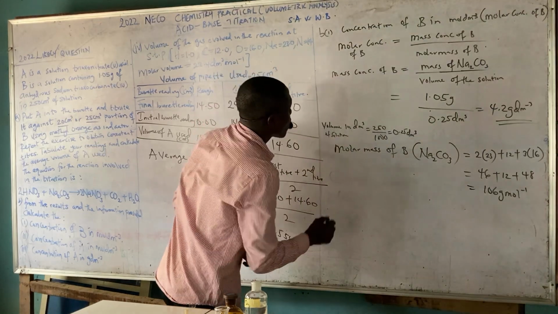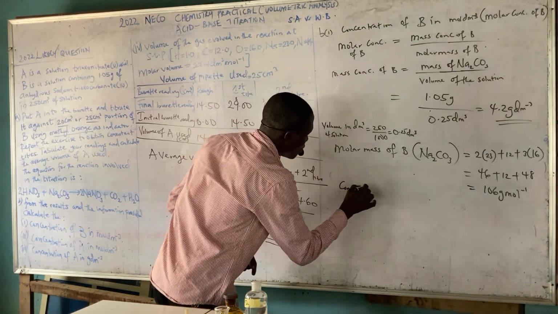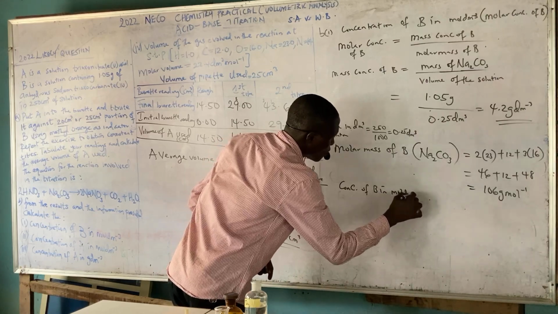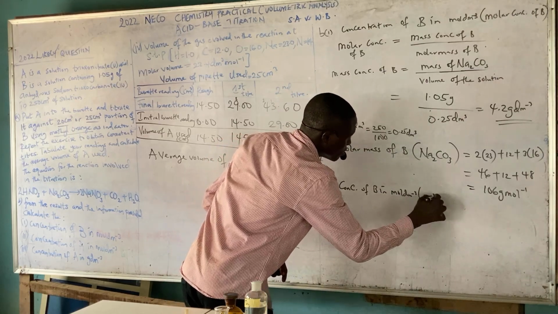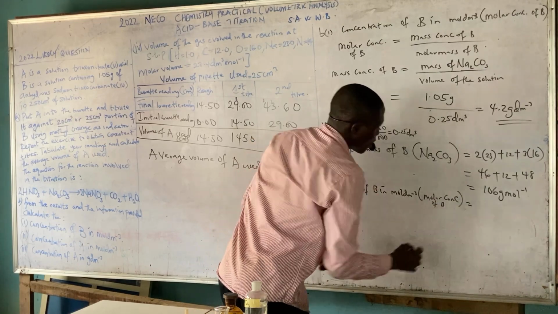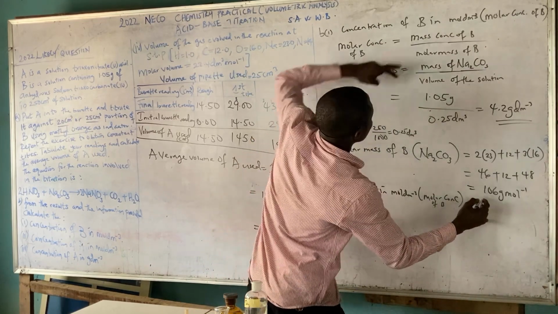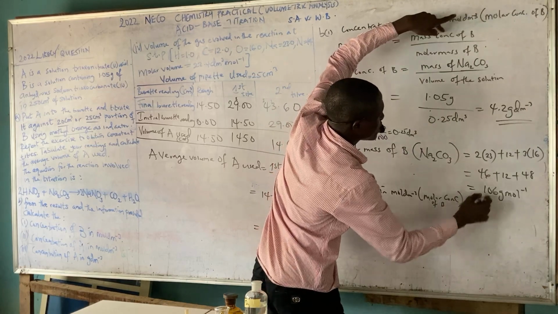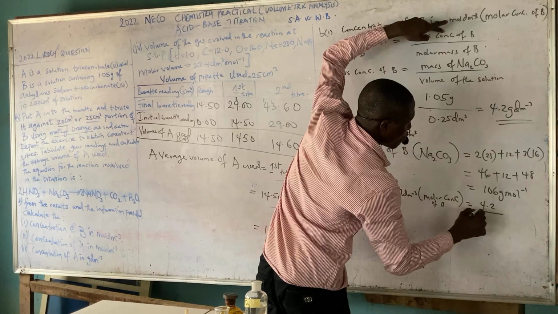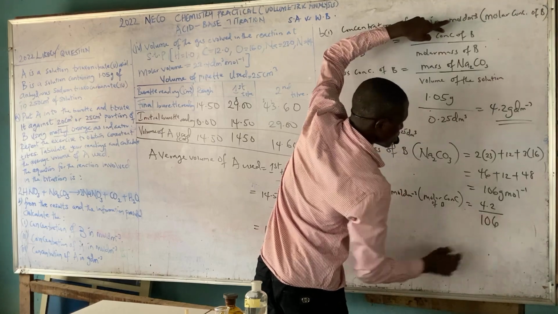which is the same thing as the molar concentration. So the concentration of B in mole per dm3, which is the molar concentration, will now be equal to the mass concentration which you have obtained as 4.2 gram per dm3 all over 106, which is the molar mass.